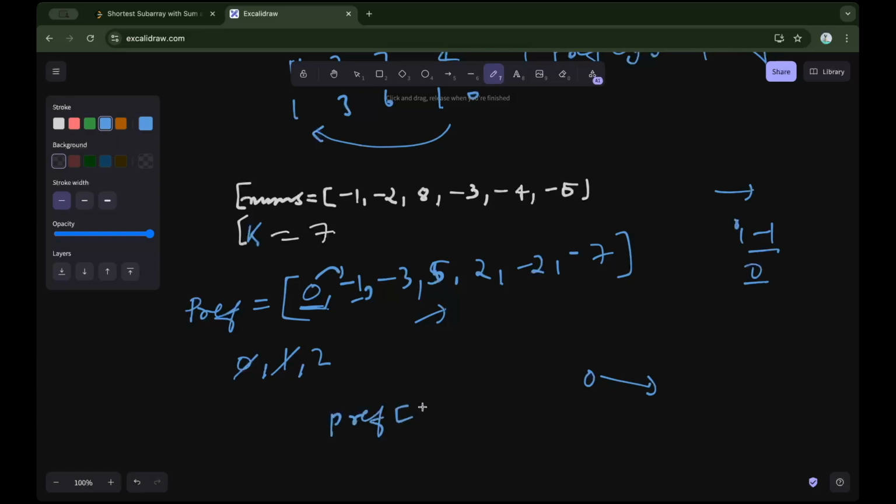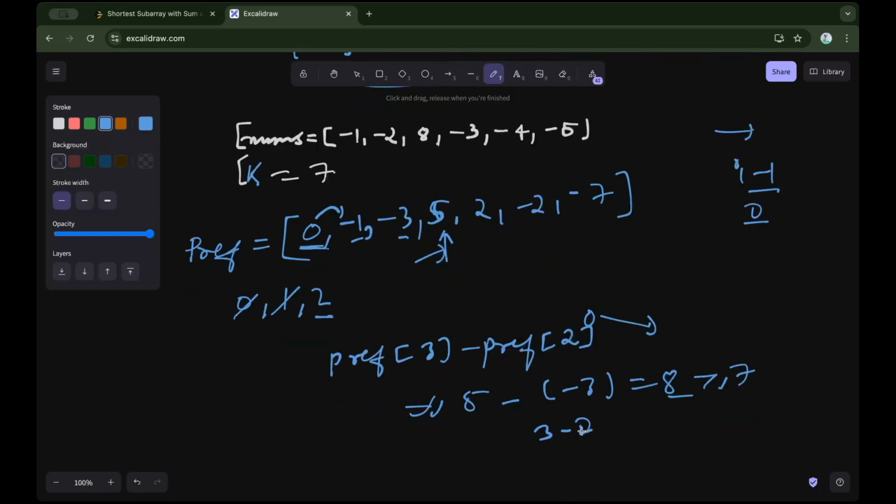Is prefix of current, this is my current, and this is the recent one. The prefix of 3 minus prefix of 2, which is 5 minus 3, is equal to 8, which is our element, which is greater than 7. So we got an answer, right? And what is the difference between these two indices? That is 3 minus 2, 1.